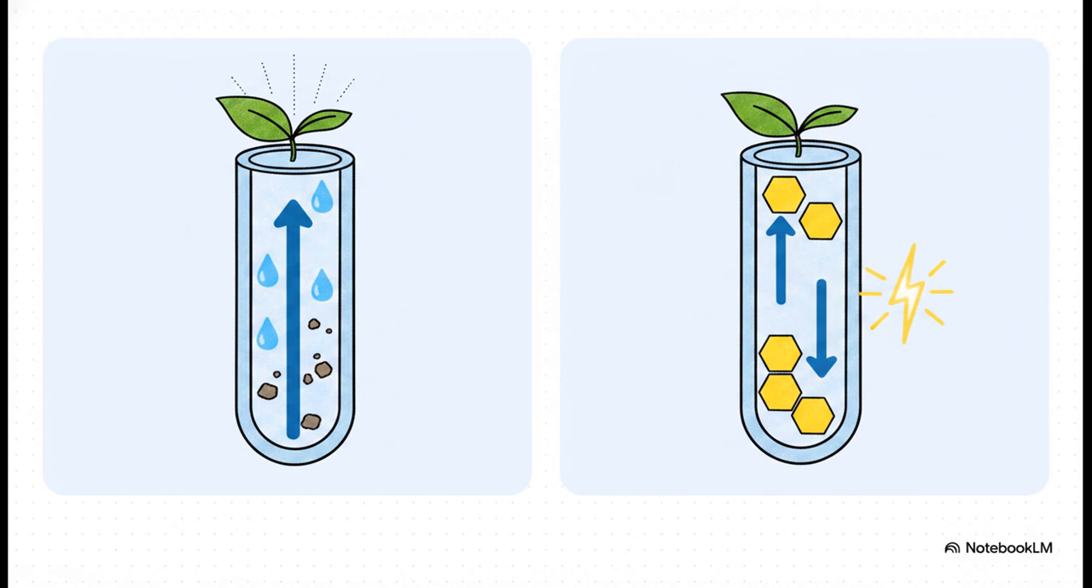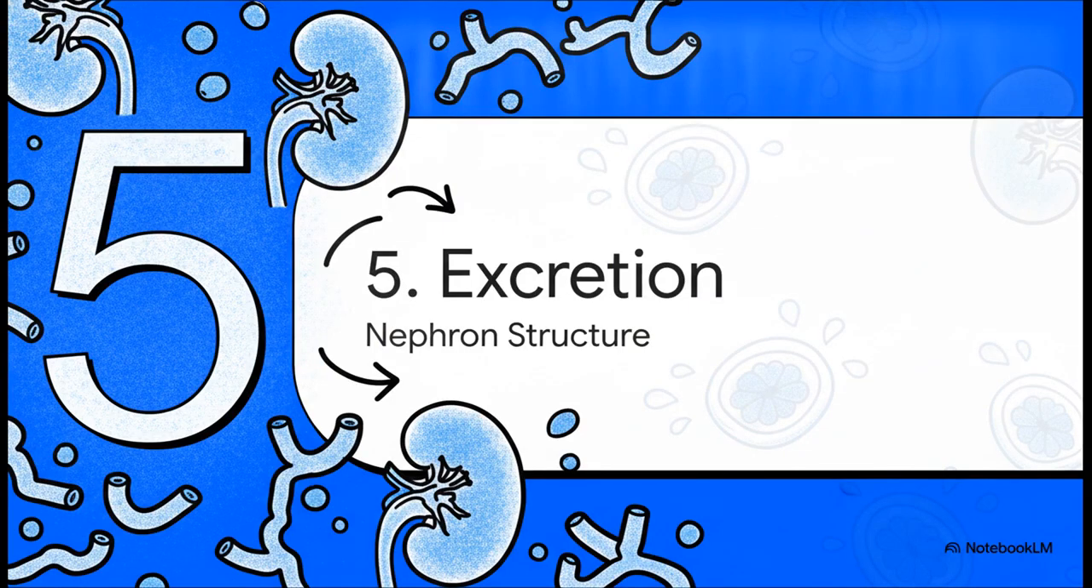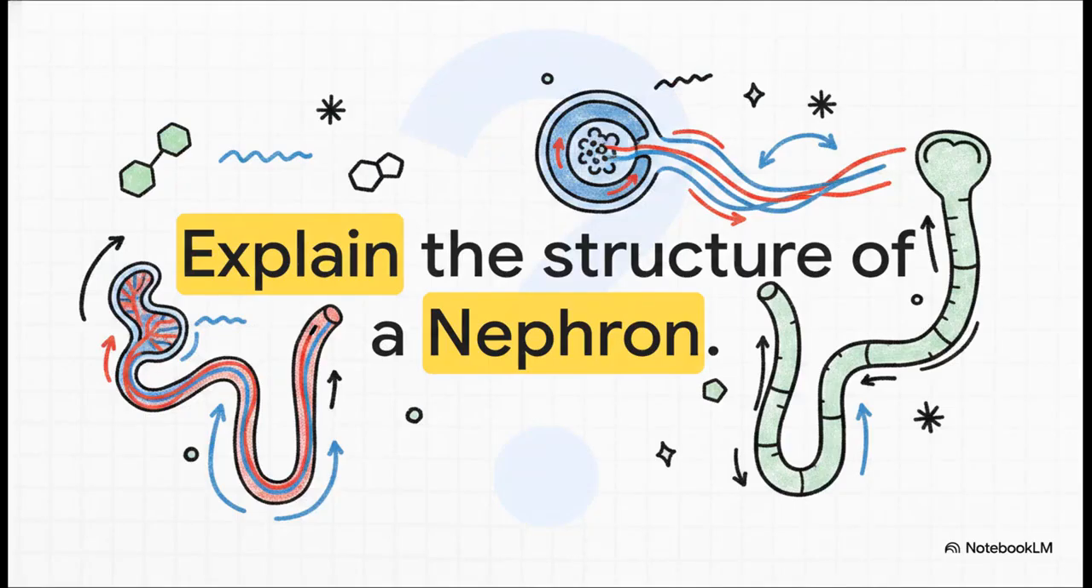Getting down to the final system, Section 5, Excretion, the nephron structure. We are zooming deep into the human kidney now to find our microscopic functional units. Our fifth question: explain the structure and step-by-step function of a nephron. Now, I know this is arguably the most complex diagram you need to draw, but don't panic. We are going to break it down into 3 simple, highly scoreable steps.